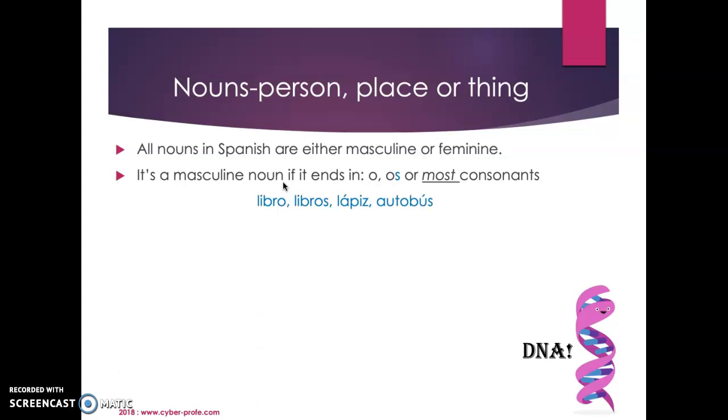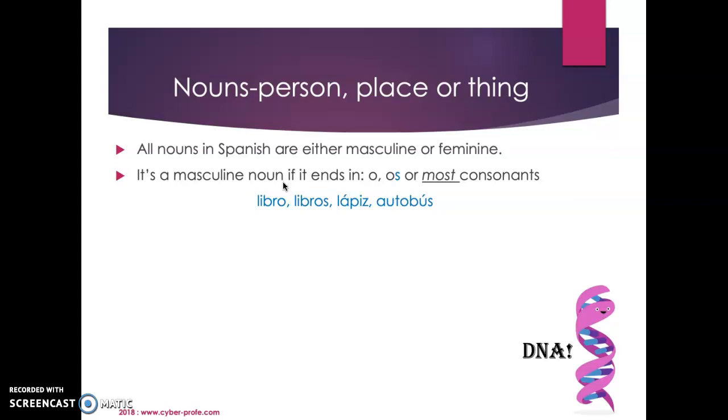So we have the word libro. Libro means book. It ends in an O, which tells us that that noun is masculine. If we look at libros, which means books, plural, it ends in OS, again, telling us that it is masculine. The word lápiz, or pencil, ends in a Z, which is a consonant, therefore it is masculine. And autobús ends in an S, which again is a consonant, therefore it is masculine.